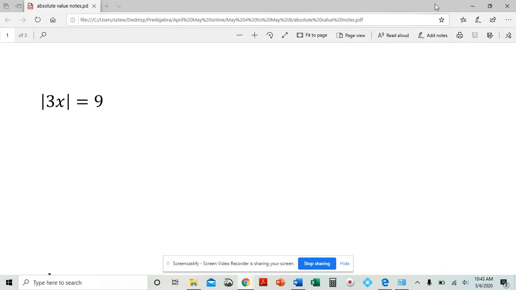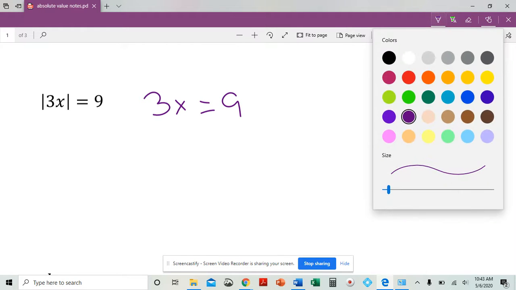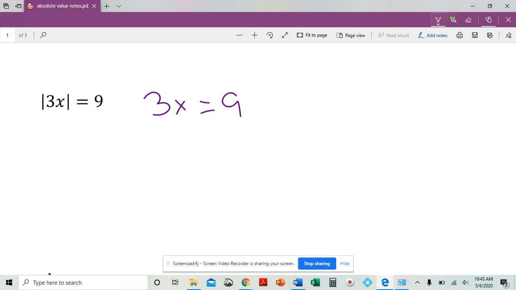So we have the absolute value of 3x equals 9. Well, really what this absolute value equation is going to mean is that we need to do two equations. Our first one is going to be the absolute value, 3x equals 9. We're going to set it up as 3x equals 9. And then our second equation is going to be 3x equals negative 9.